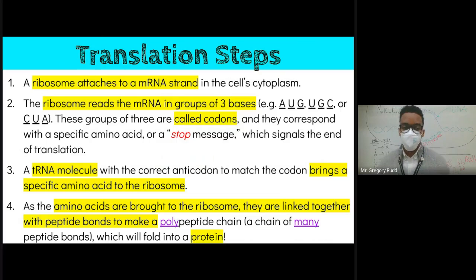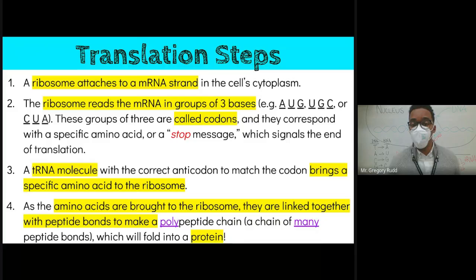The first step, the ribosome attaches to the mRNA strand, and this happens in the cytoplasm of the cell. Remember when we were talking about transcription on Friday, in a eukaryotic cell, that happened in the nucleus. Now we've moved out of the nucleus and we've moved into the cytoplasm. That's an important difference.